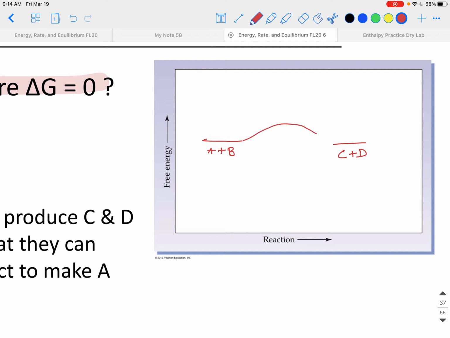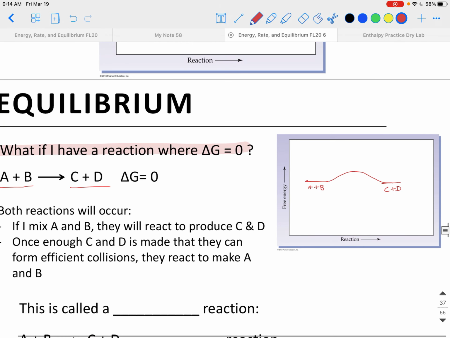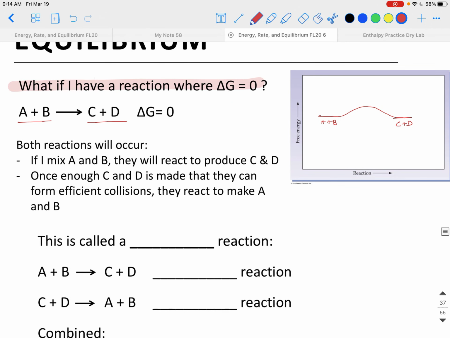You'll still have activation energy, so you get a little graph that looks about like this. Then your change in energy on this y-axis is 0. There's no change between the energy level of the reactants and the products. But what does that mean? How does that relate to equilibrium? Well, let's keep talking. Here's what that means.